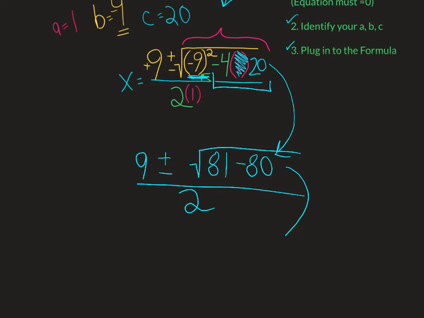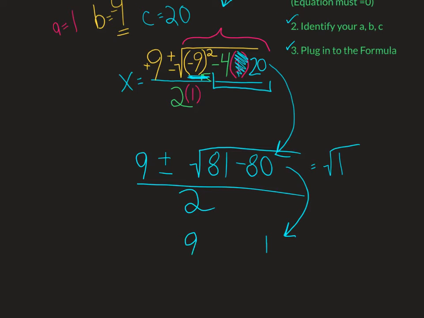So again, we'll do one more round within that. 81 minus 80 is just 1. So now we take the square root of 1. You guys know what the square root of 1 is? It's 1. Hopefully you knew that one, okay? 1 times 1 equals 1, so the square root of 1 is also just 1.